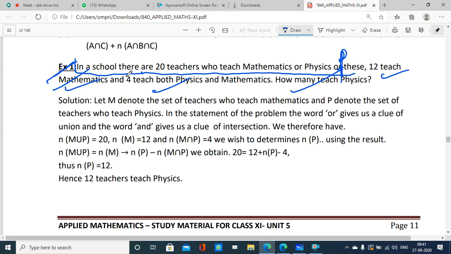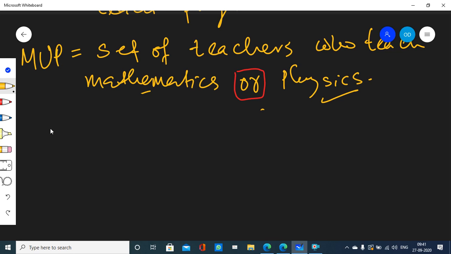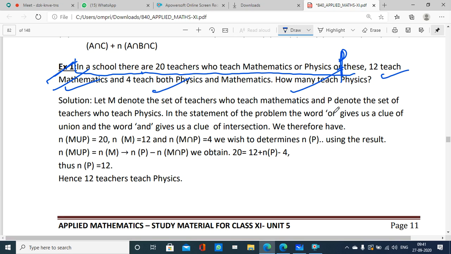So now let's do the questions. In a school there are 20 teachers who teach mathematics or physics. That means the cardinality of M union P will be equal to 20, because there are 20 teachers who teach mathematics or physics. So the number of elements of M union P is 20, right?